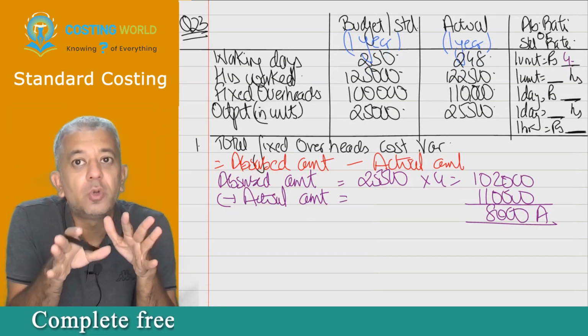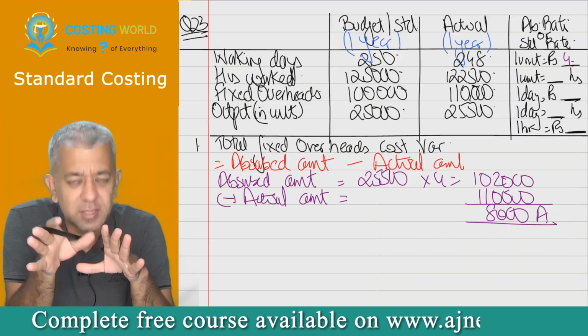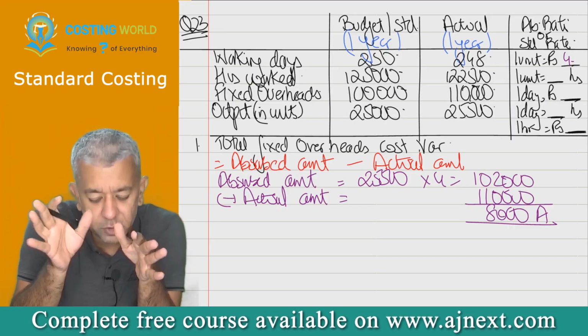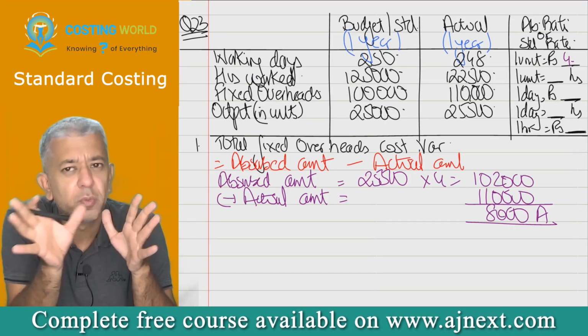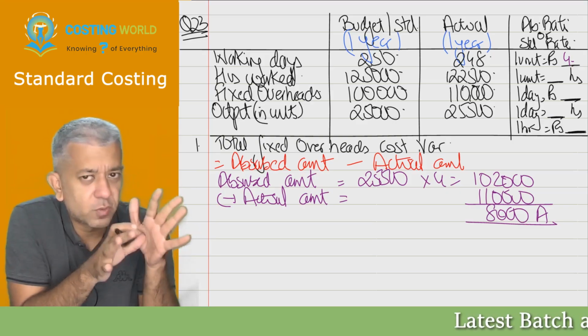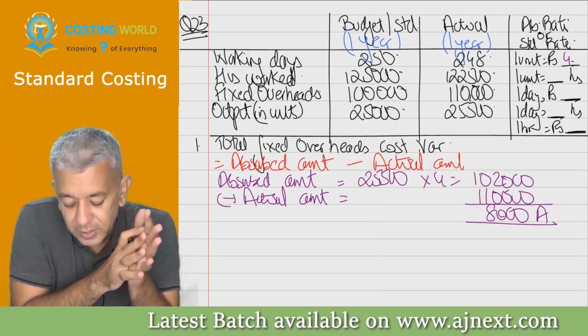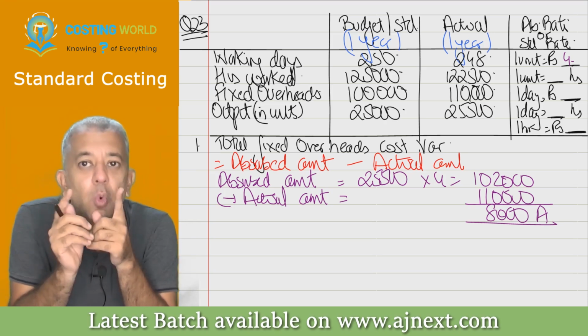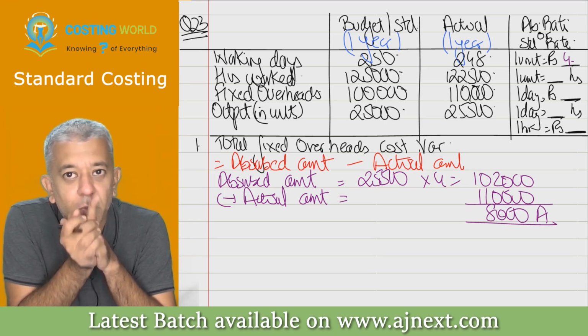Now we are on to fixed overhead. This is our last head in standard costing, so you're going to be paying good attention to this. Okay, and then we are going to be having a few mixture questions of fixed overheads and variable overheads. But listen, for the time being, fixed overheads are only dependent upon one thing, and what is that?